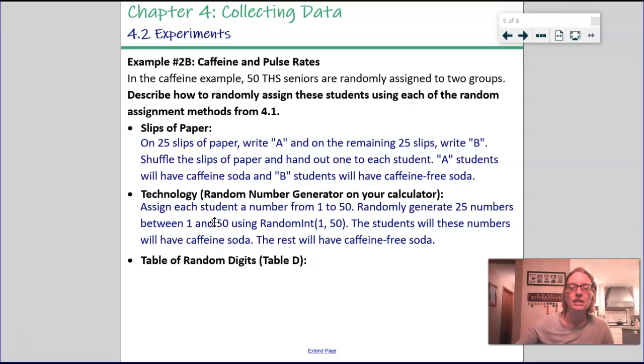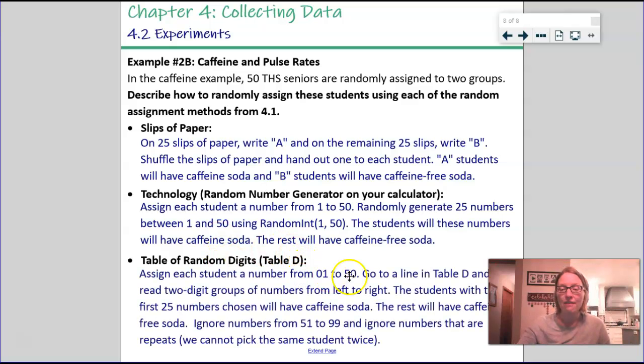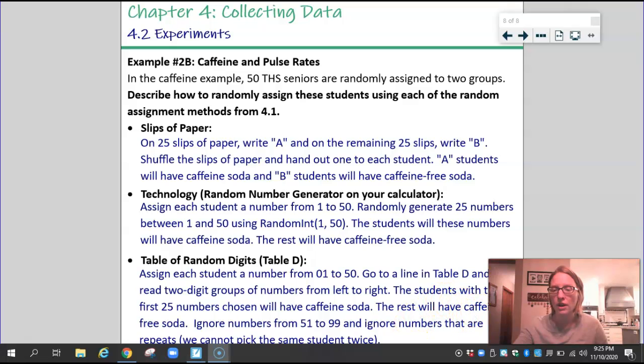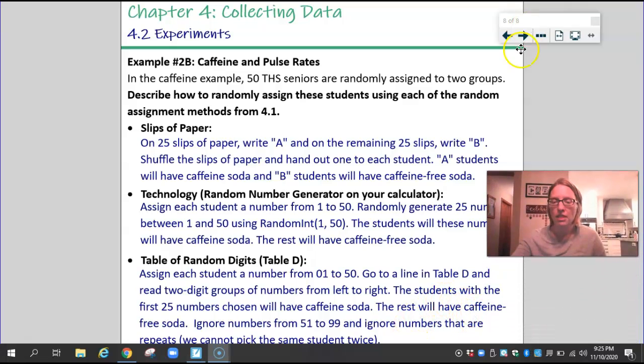Similarly, using the table of random digits at the back of our textbook, I could assign every student a 2-digit number, right, because I have to get up to 50, which is a 2-digit number. So I could assign them a 2-digit number from 1 up to 50. Then I could go to a random line in Table D at the back of my textbook and start reading 2-digit groups of numbers from left to right. As I do that, the students with the first 25 numbers chosen will have caffeine soda, and the rest will have caffeine-free soda.